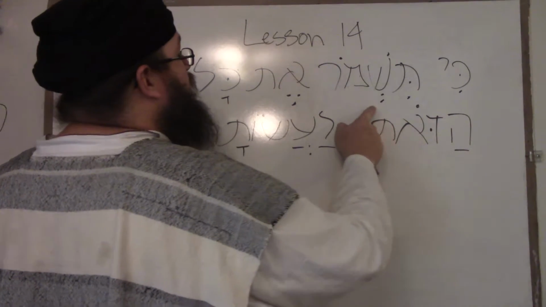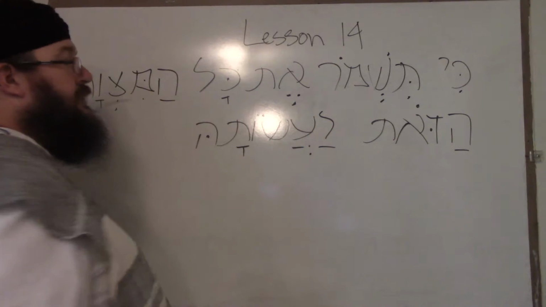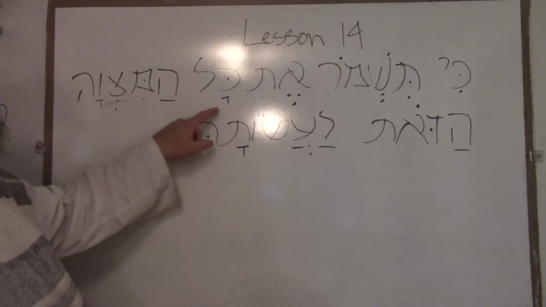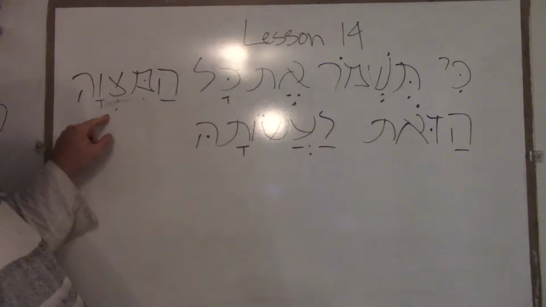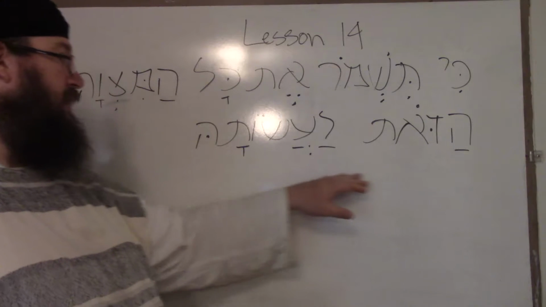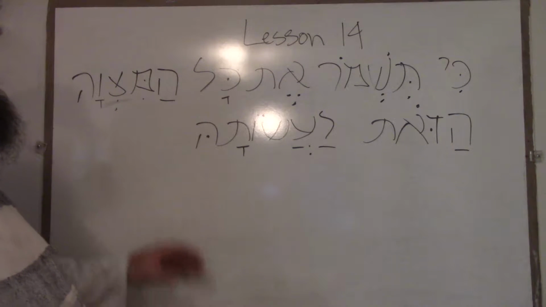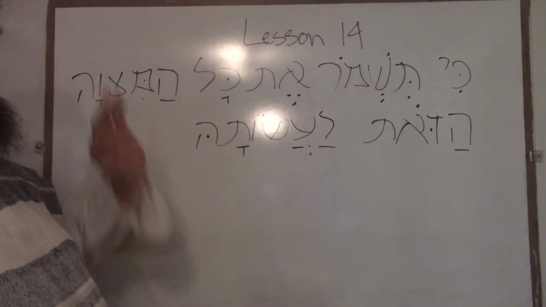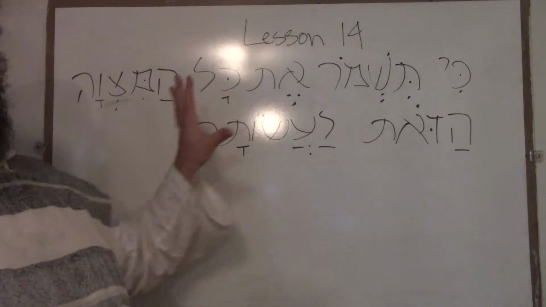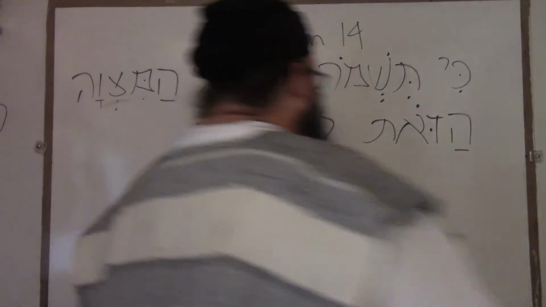Ki tishmor, when you will keep, et is the direct object marker. Kol ha-mitzvah, all of the commandment. Hazot, all of this commandment. Lasota, to perform it. So here in lesson 14, we obviously see we got a larger sentence here, and let's start by breaking these things down. Okay?